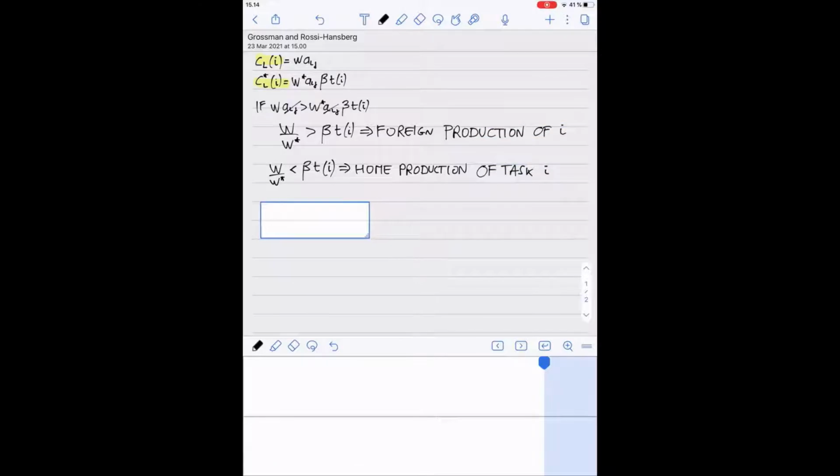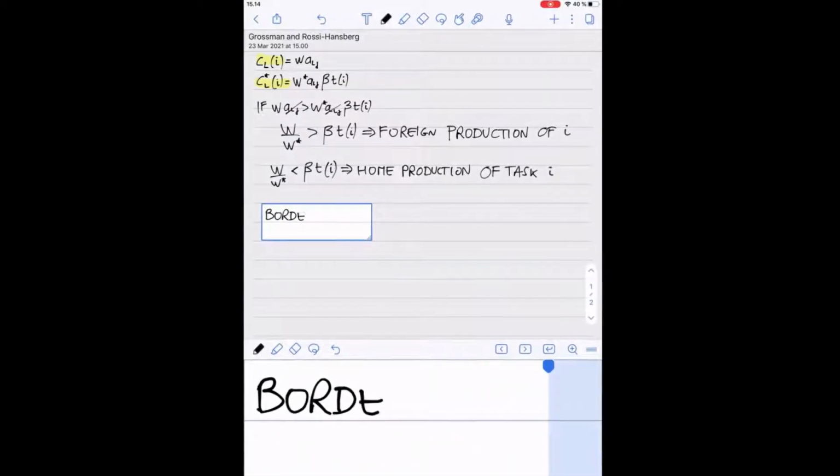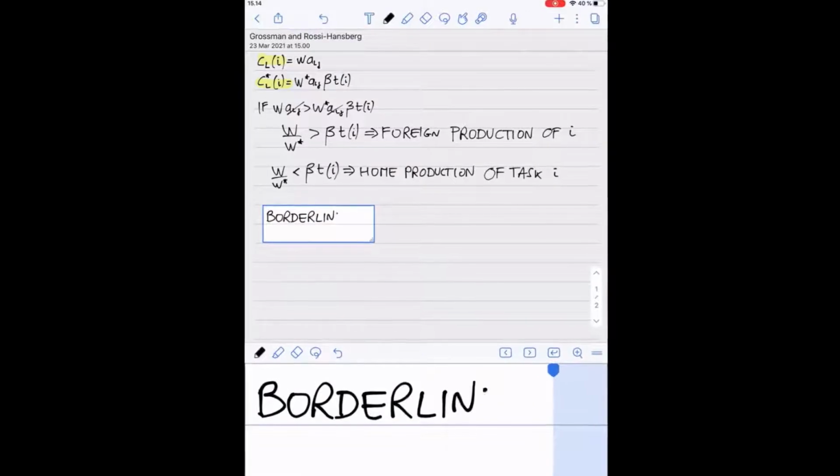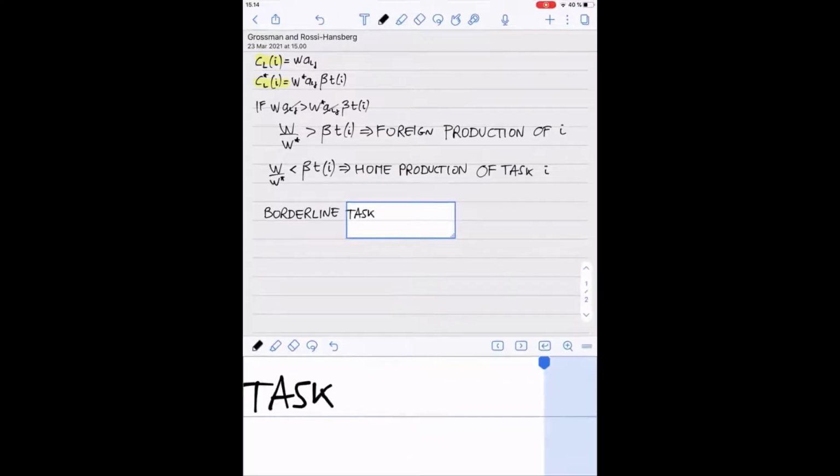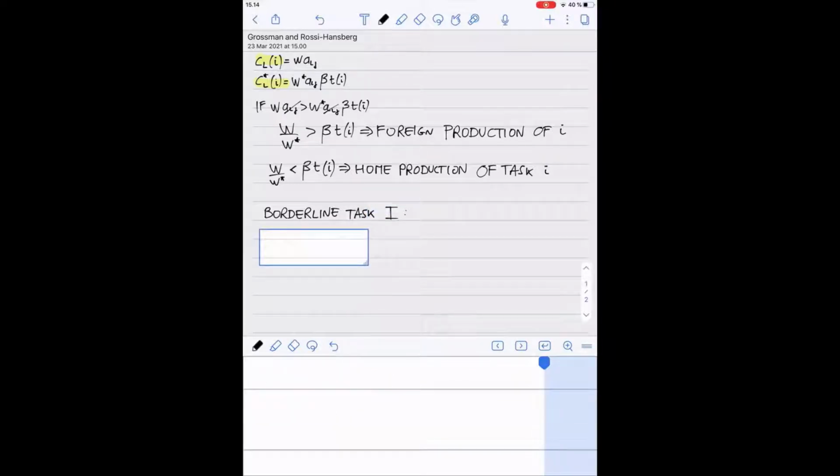All right. Well, what if there is not an inequality, but there is an equal sign? Well, that is what is going to identify our borderline task. We're going to denote this with a capital I. And this is defined implicitly as being W over W star equal to beta T of capital I.